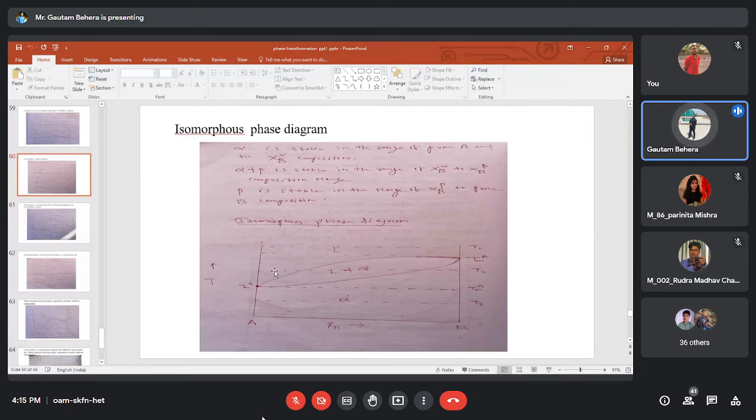So how can this curve be drawn? Suppose you start with this end. At this end, liquid is the stable phase, so you draw a curve showing liquid has minimum free energy, but alpha has higher free energy. Similarly, go to this end: alpha is the stable phase, which means alpha has lower free energy at this end and liquid has higher free energy. And they will intersect at a point. Okay, just have a look.